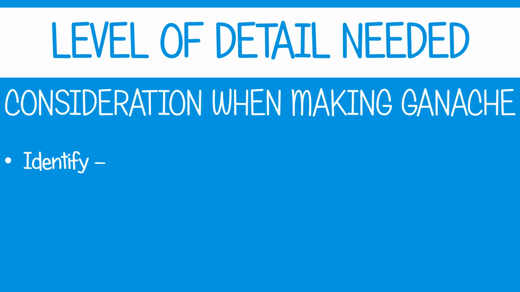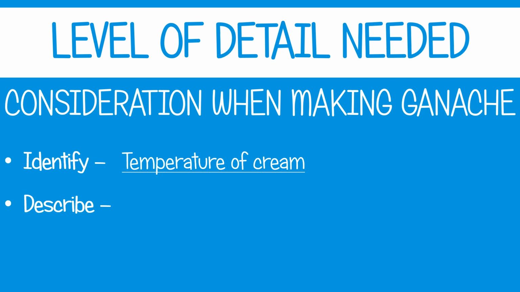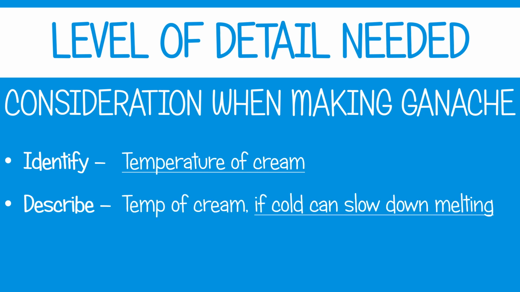Our next question is all about considerations we need to make when making a chocolate ganache. If we're asked to identify a consideration when making a chocolate ganache, we could write temperature of the cream. If we're asked to describe a consideration, we could write something along the lines of the temperature of the cream. If it's cold, then it can slow down the melting of the chocolate.